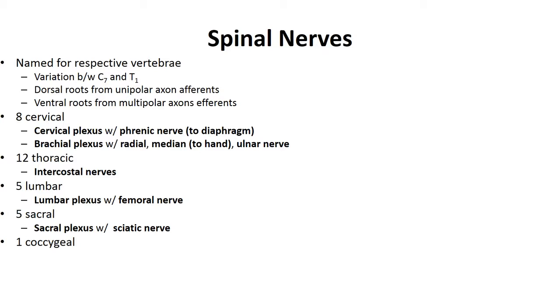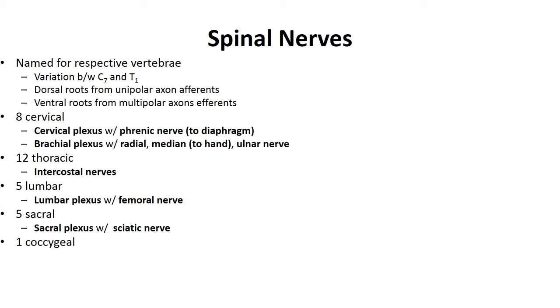The brachial plexus innervates the pectoral girdle and upper limbs and consists of the spinal nerves C4 through T1. The main nerves from the brachial plexus are the suprascapular nerve, the axillary nerve, the radial nerve, the ulnar nerve, and the median nerve.